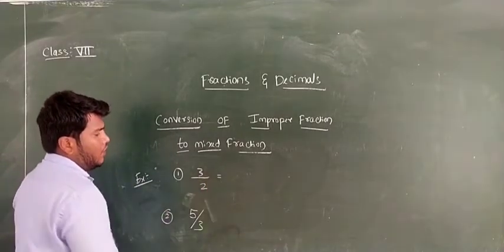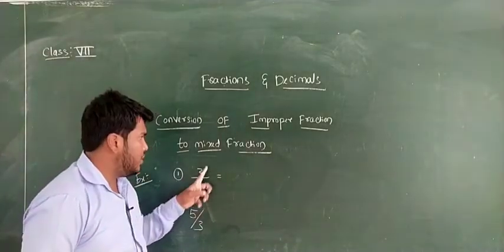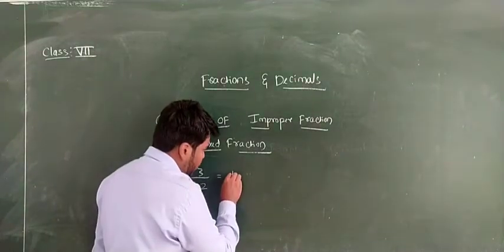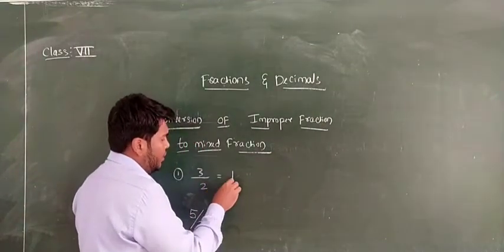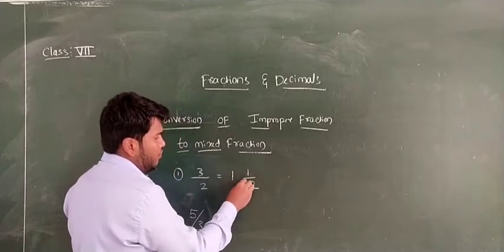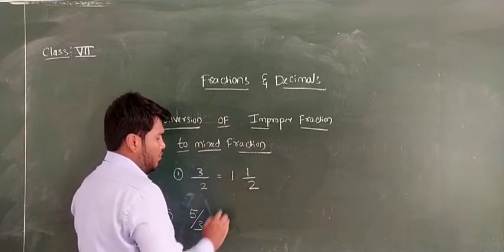3 by 2 is in the form of an improper fraction. Convert it into the form of a mixed fraction. 2 ones are 2, remaining is 1, over 2. So 1 integer 1 by 2.